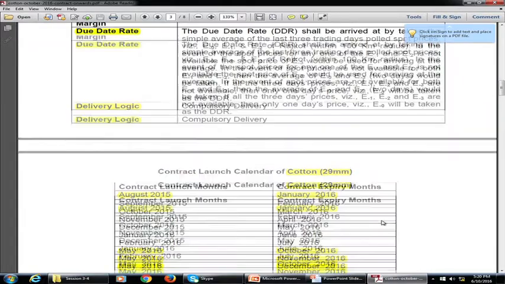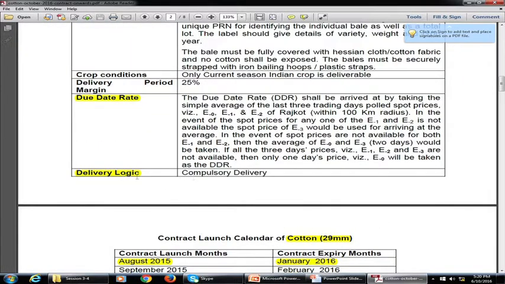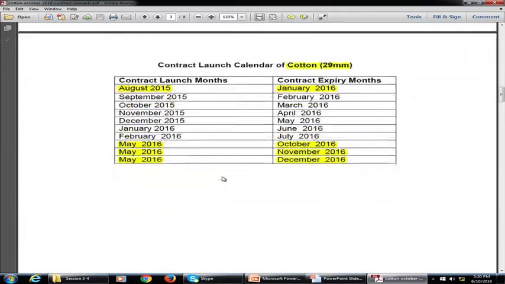Here I would like all of you to pay attention to the words delivery logic and compulsory delivery. So, what exactly is this compulsory delivery or delivery logic? I will explain a little later.